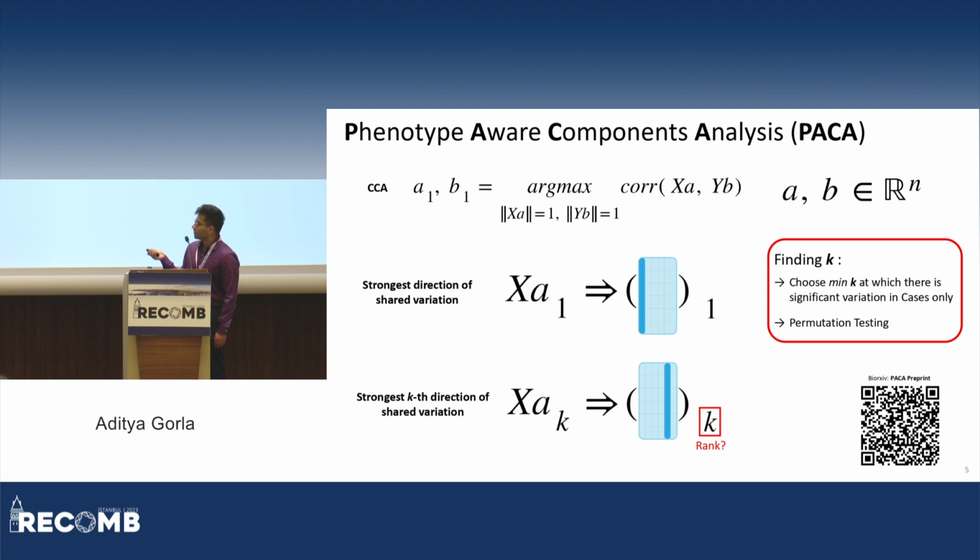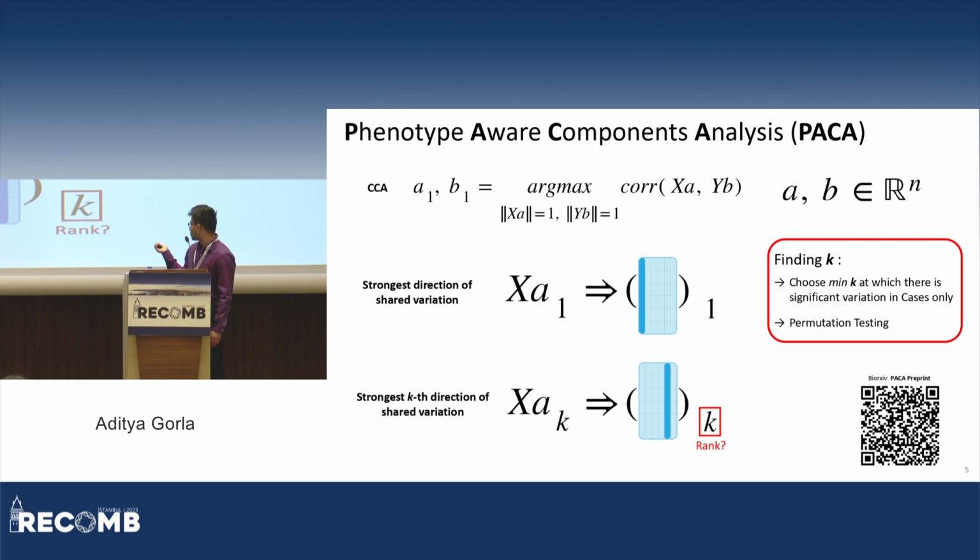Now, if you do that, your first canonical direction, or canonical covariate, should actually be the strongest direction of shared variation between your cases and your controls, and that results in your first column vector for this blue matrix that you're interested in estimating. Now, you can keep doing that iteratively to find all the strongest directions of shared variation between your cases and controls, and voila, you've estimated your shared component.